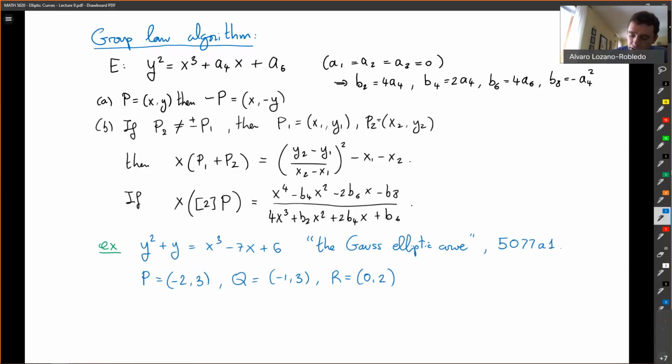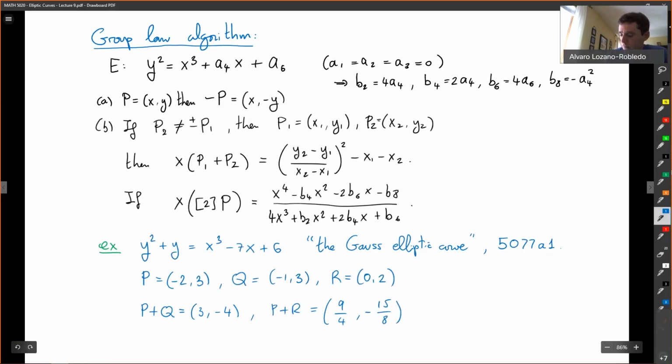And then you can use your formulas to verify things such as P plus Q, it turns out, is (3, -4). P plus R is (9/4, -15/8). And Q plus R is (2, -1). So you see that knowing a few points, you can start doing addition and find more points, and sometimes you even find more integral points on your curve.